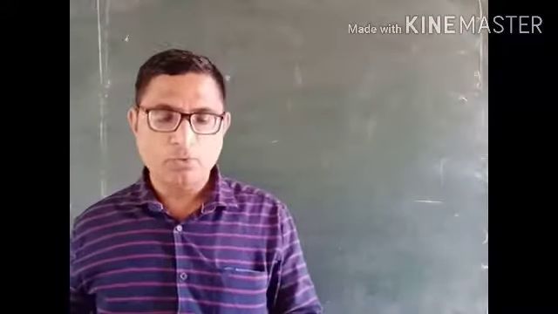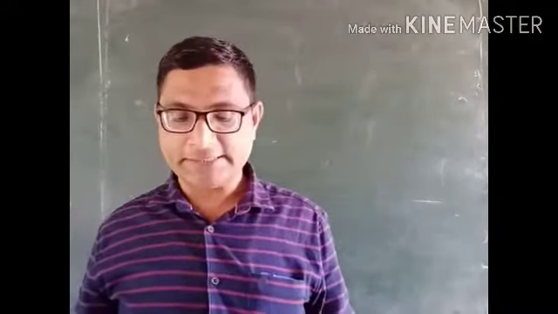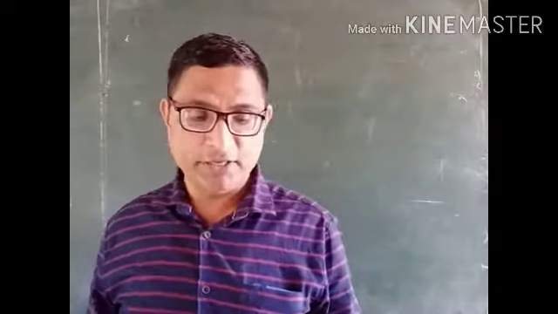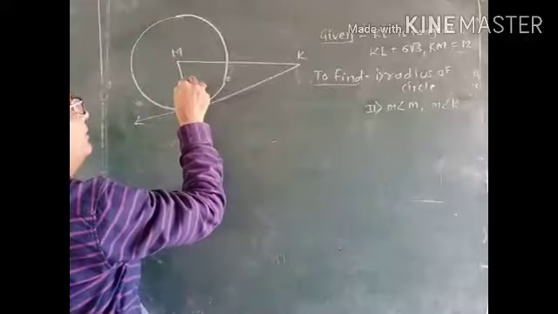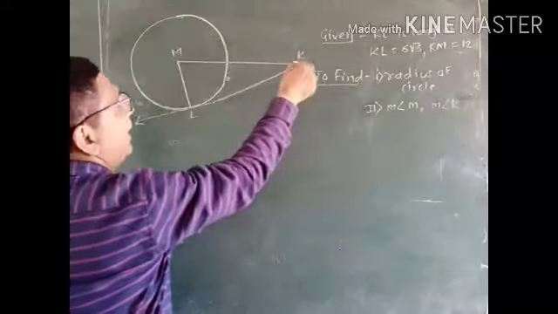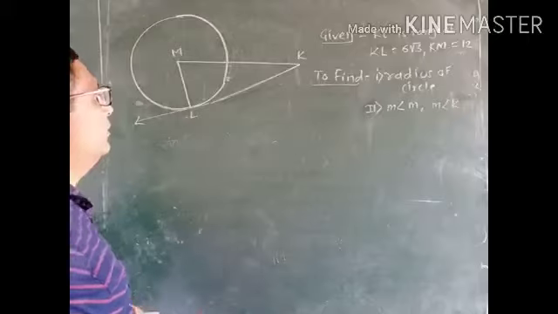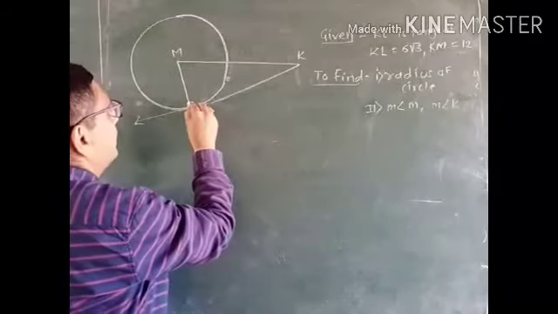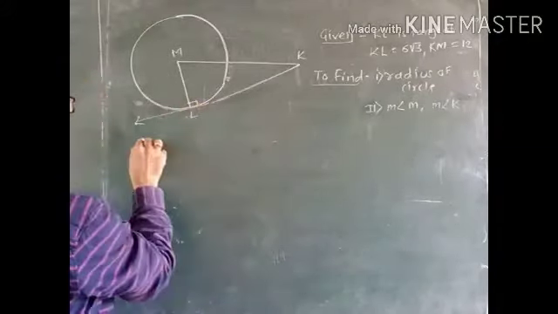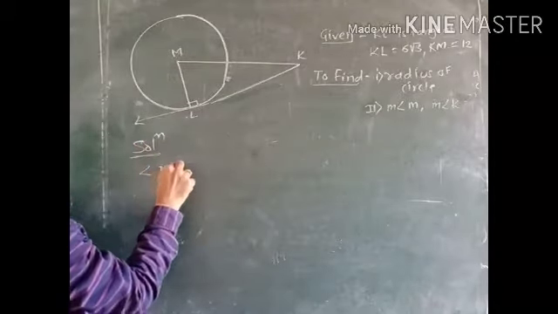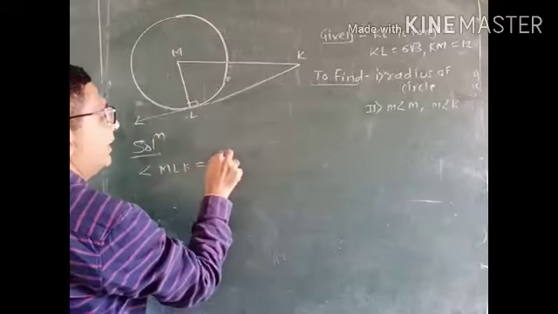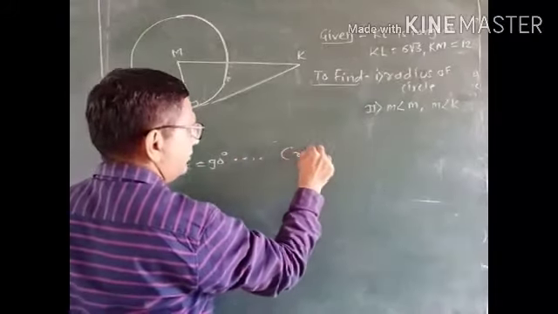Hello friends, now we will see the examples from problem 3. Here is example number 3. In this figure, there is a circle with center M and KL is a tangent. Therefore, we will find the 90 degree angle here. In the solution, angle MLK is equal to 90 degrees by RPP.